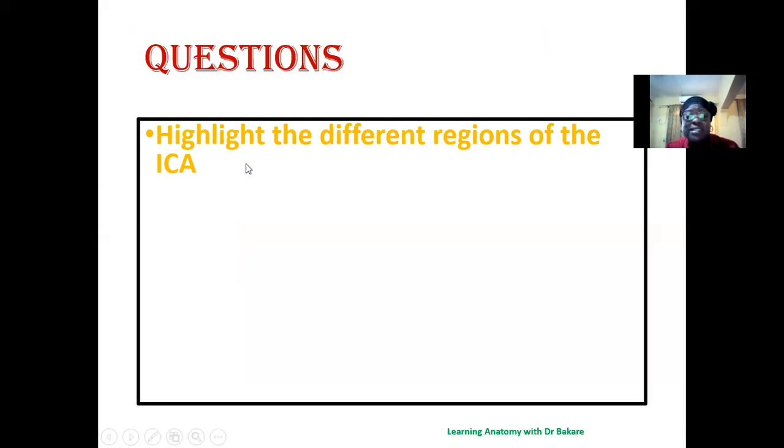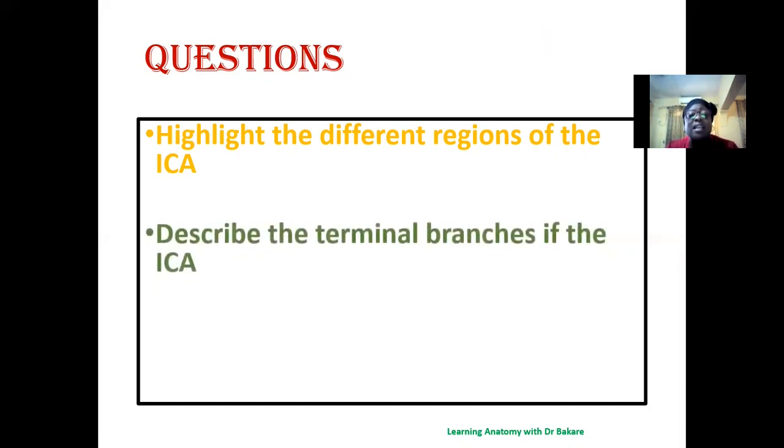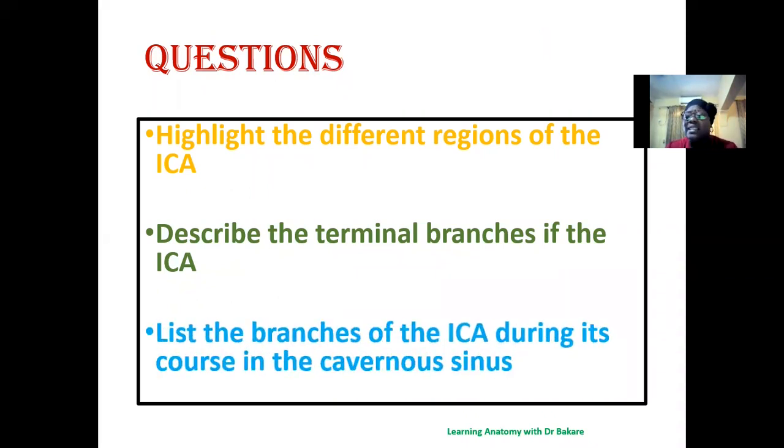So this is question time. And the first one states that we should highlight the different regions of the internal carotid artery. This has been well explained during the course of the lecture, and I hope it will come easy for us. The second question is to describe the terminal branches of the internal carotid artery. We also already discussed this. Then the last question is to list the branches of the internal carotid artery during its course in the cavernous sinus. We say that within the cavernous sinus, it does give off a number of branches.